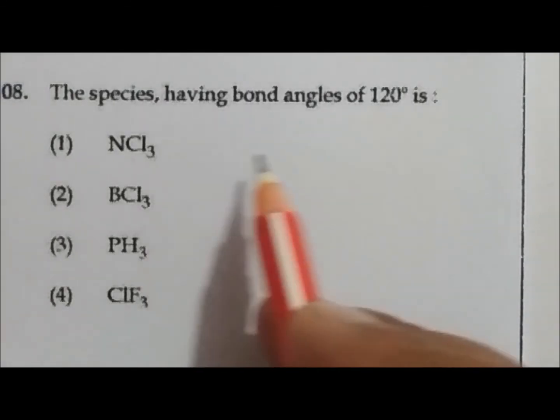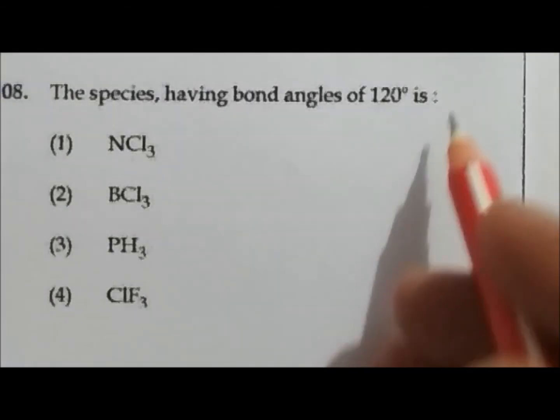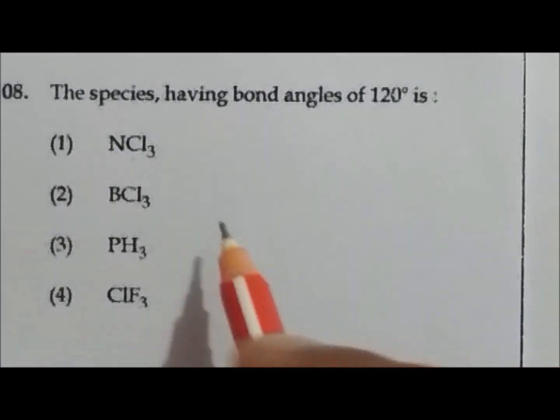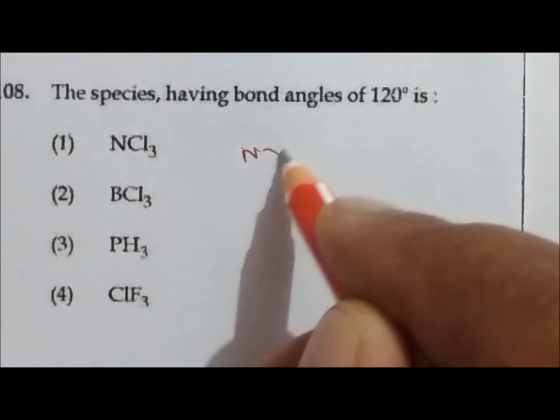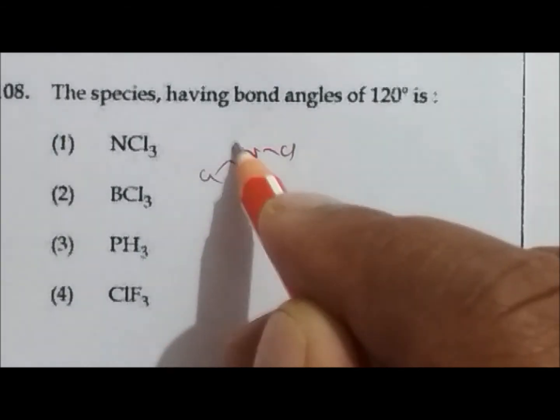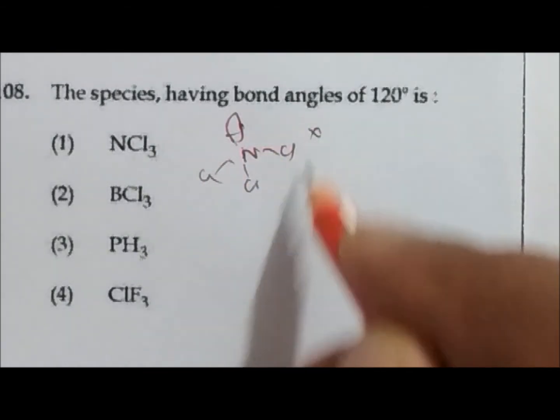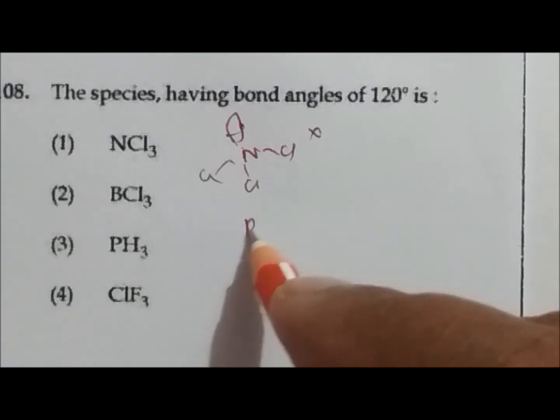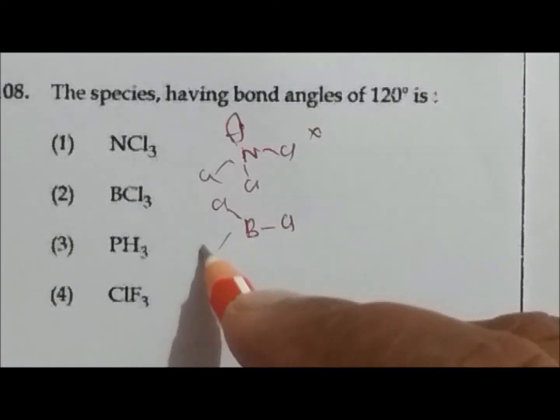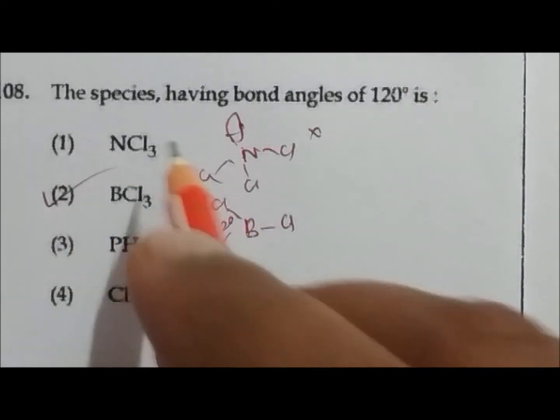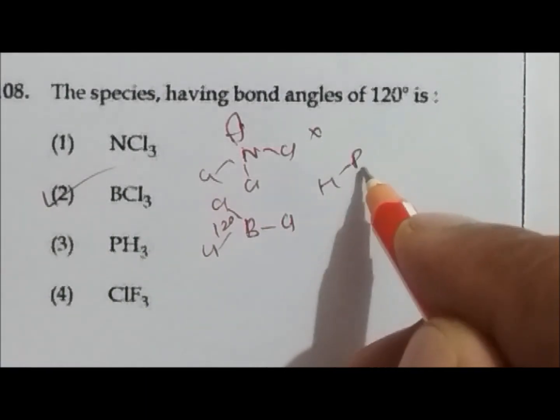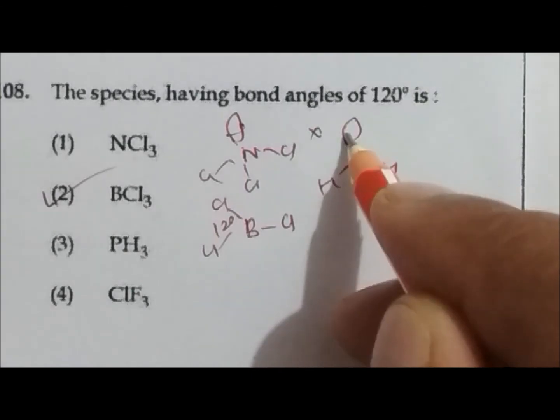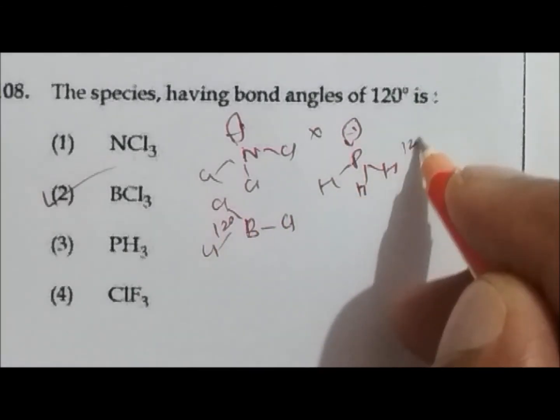The species having bond angle 120 degrees. If you see NCl3, it is N with Cl, Cl and Cl, and one lone pair is here. So 120 is not possible. In BCl3, with Cl and Cl, 120 is possible. This is the correct answer. If you take PH3, it is just like NCl3, hydrogen and one lone pair there. So 120 is again not possible.